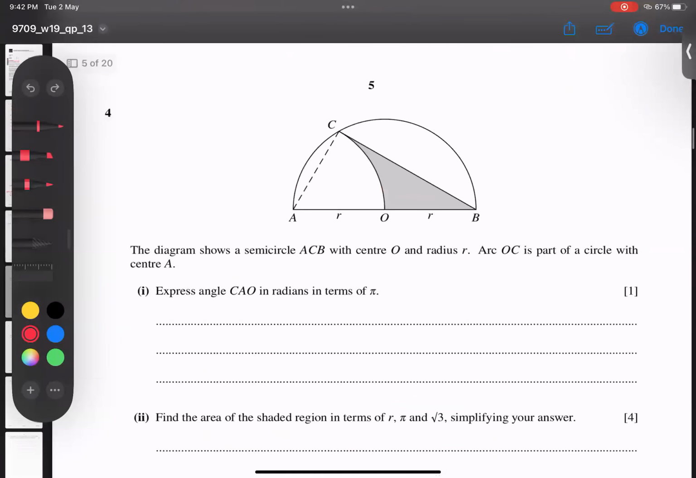Question number 4. So let's see how we can do question number 4. We have here, he's saying, express angle CAO. The middle letter is A, this one. So this angle is my concern, but how to get it? The interesting part is, whenever we need an angle, we look: is arc length given? No. Is area given? No. So nothing is given here, except one thing, which is two radii given here.